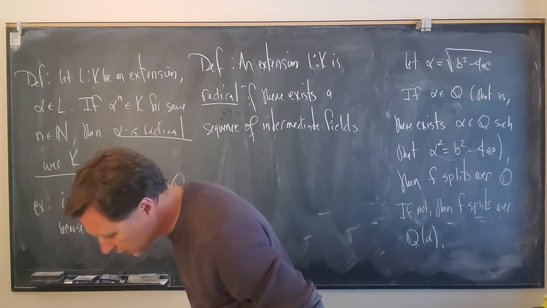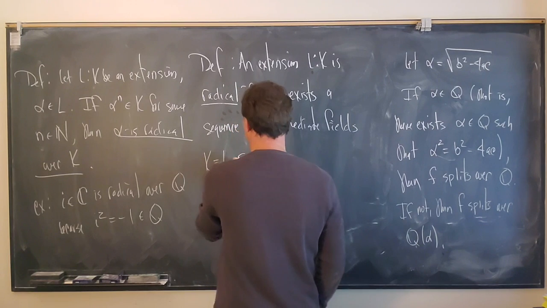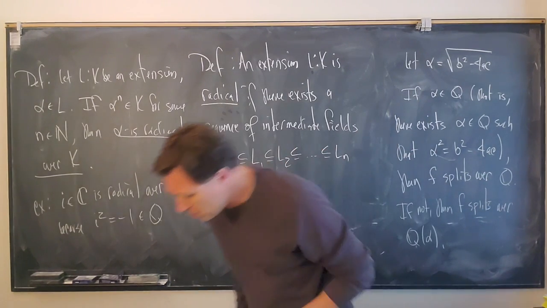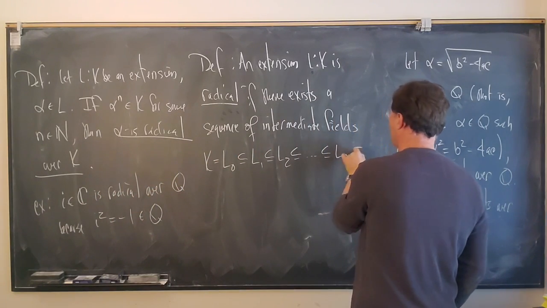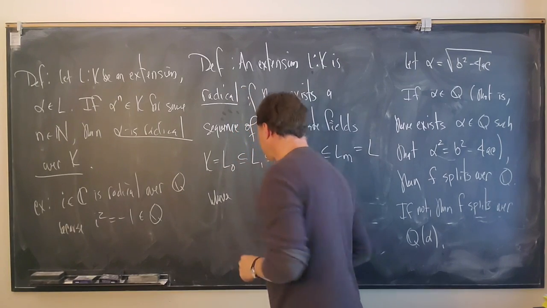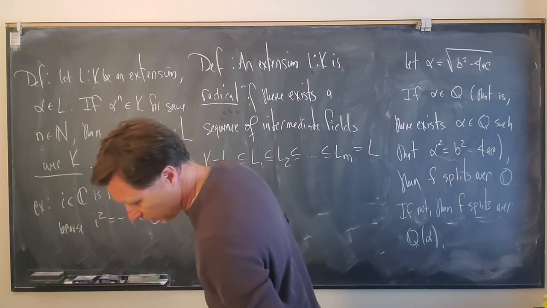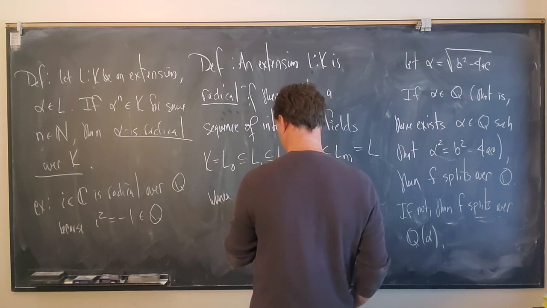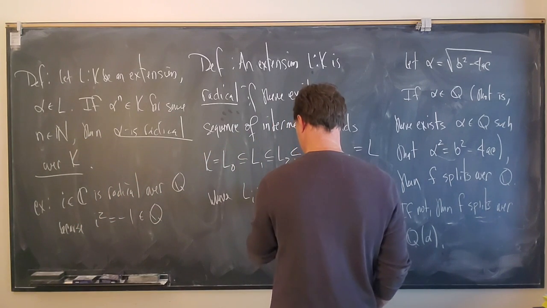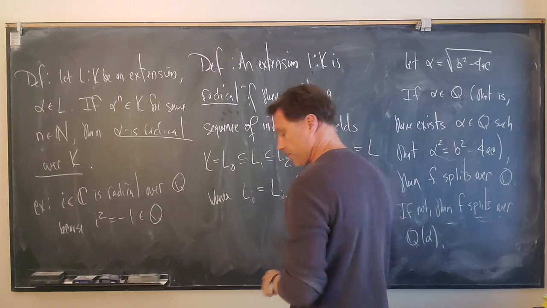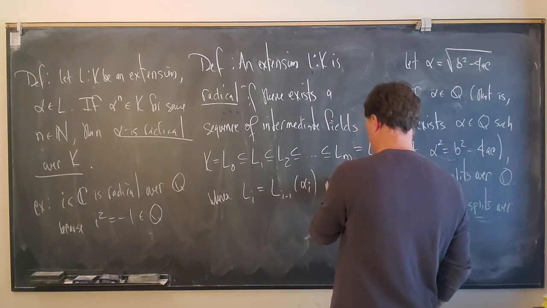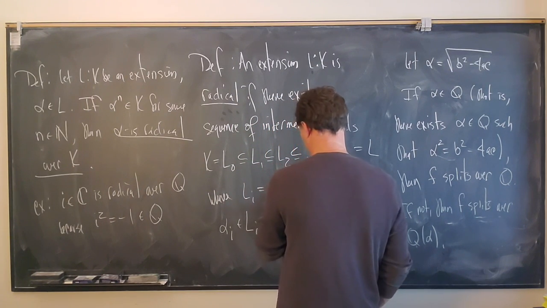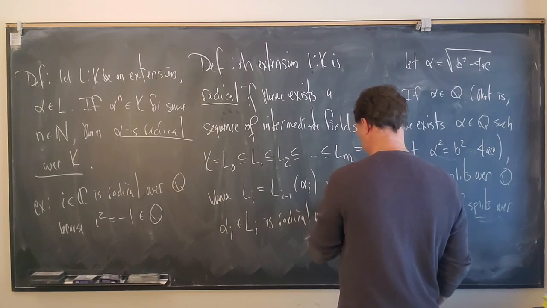And so it'll go like this. Let's call K equal to L0 contained in L1, contained in L2, and so on, contained in L sub m, which is equal to L, where at each stage, L sub i is equal to L sub i minus 1 adjoin alpha sub i, where alpha sub i in L sub i is radical over L sub i minus 1.